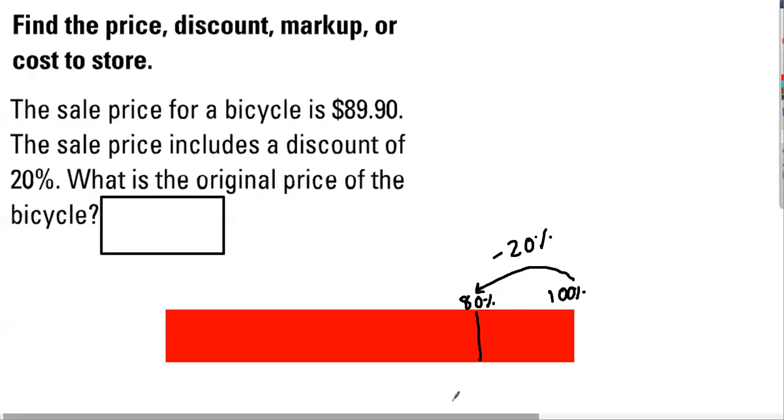The sale price for the bicycle is $89.90. What is the original price? What is the whole amount? What is this value right here? You know, how much did I really take away as a dollar amount to end at that $89.90?